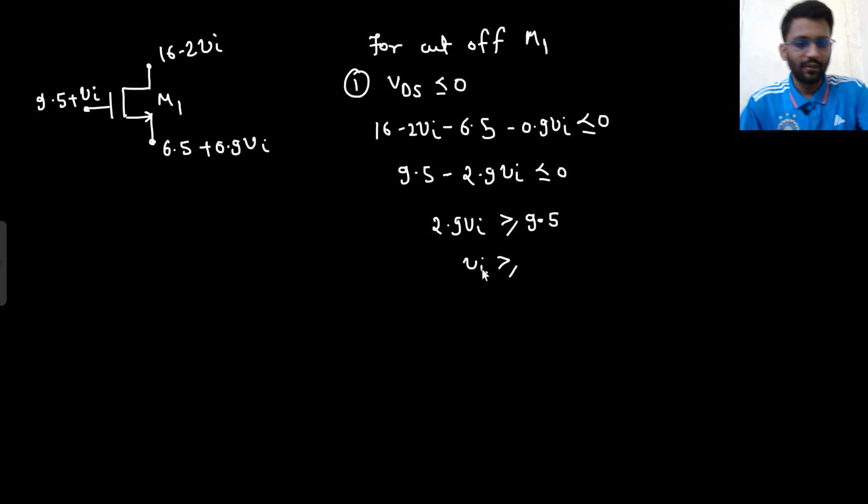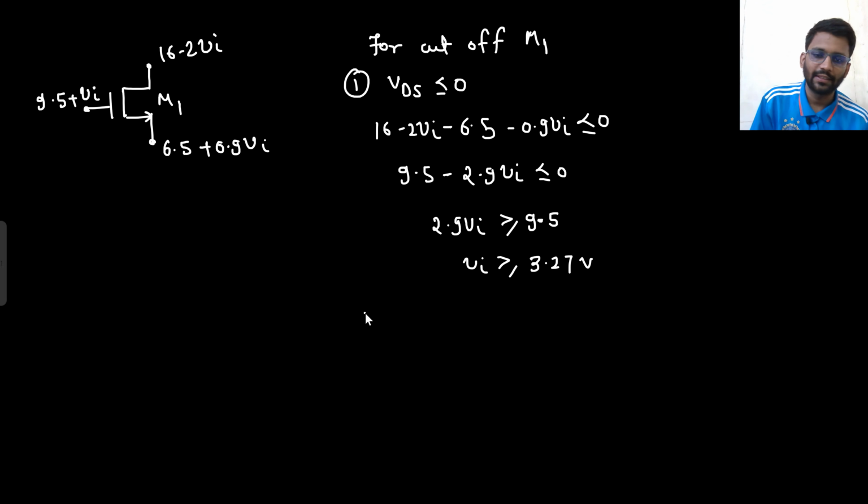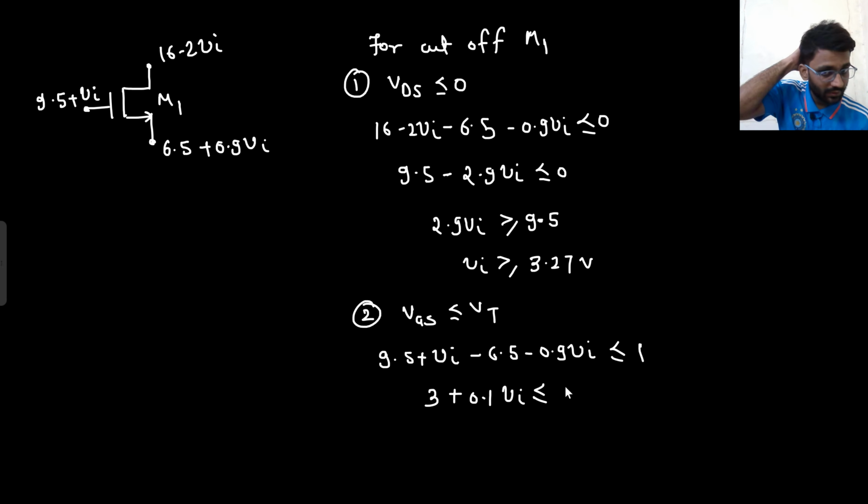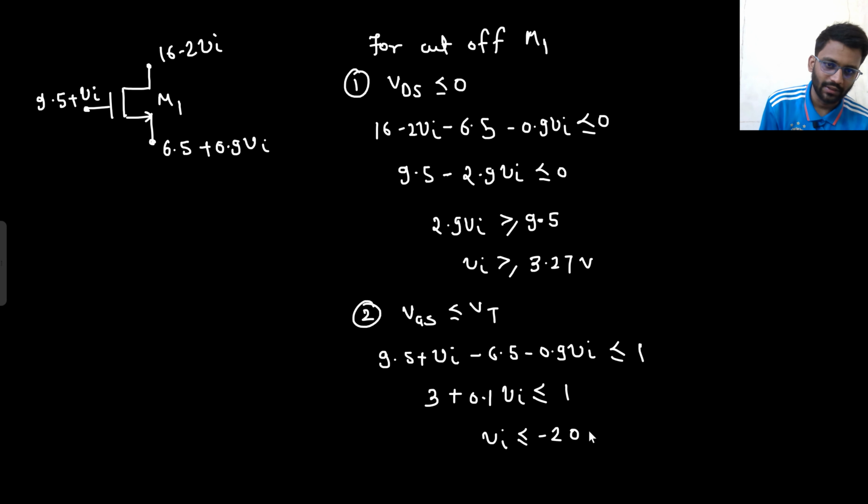For that I need the calculator. So where is the calculator? Let me bring it. So that is Vin should be greater than 3.27, and the second thing you need to check is VGS should be less than VT. So what is the VGS potential? That is 9.5 plus Vin minus 6.5 minus 0.9 Vin should be less than or equal to 1. So 3 plus 0.1 Vin should be less than or equal to 1, right? So Vin should be less than or equal to minus 20 volt. So this is saying that Vin should be less than minus 20 volt.